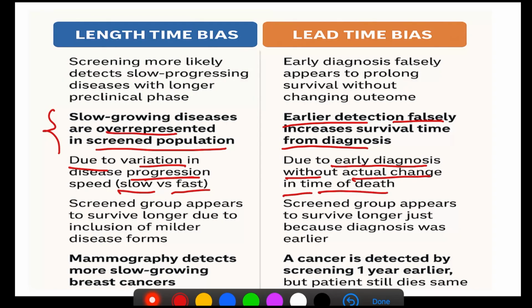In length time bias, the screen group appears to survive longer due to the inclusion of milder disease forms, and in lead time bias, the screen group appears to survive longer just because the diagnosis was made earlier.